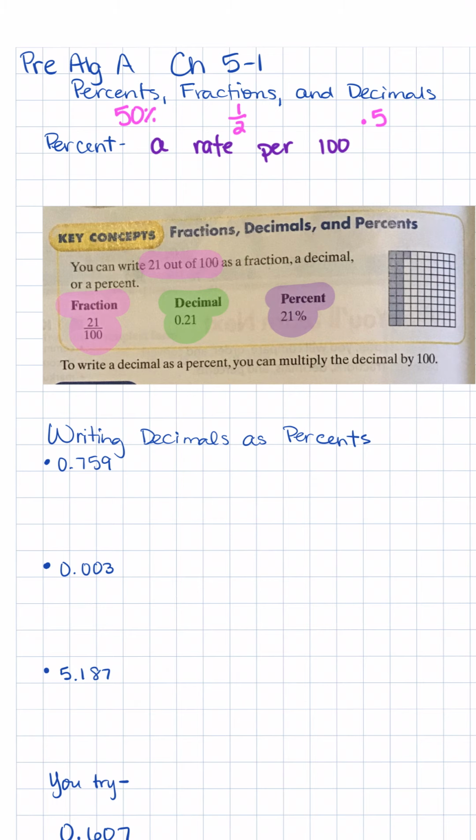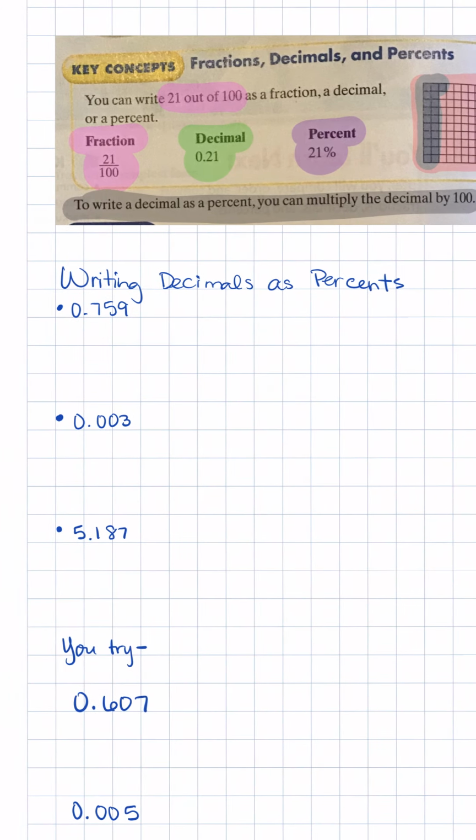This is a visual picture to show you out of 100 blocks, only 21 are filled in. 21 out of 100. So that's a good visual. So to write a decimal as a percent, you can multiply the decimal by 100. That's all you have to do. So here we have writing a decimal as a percent.